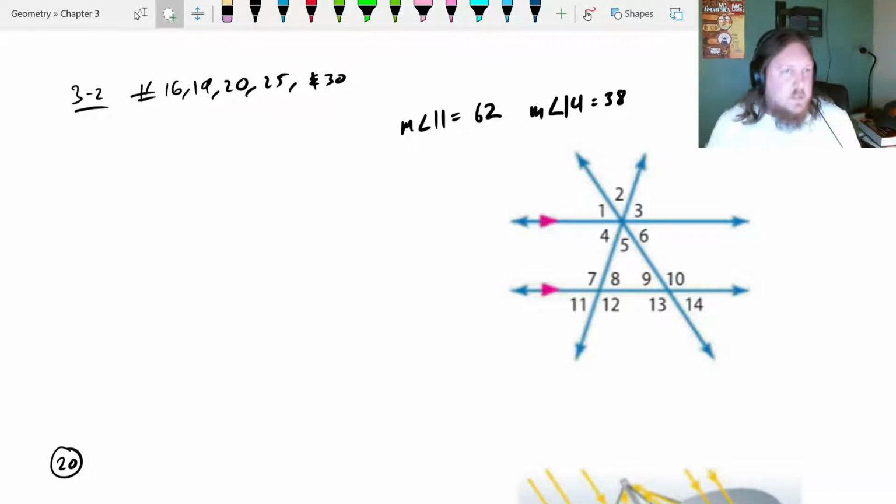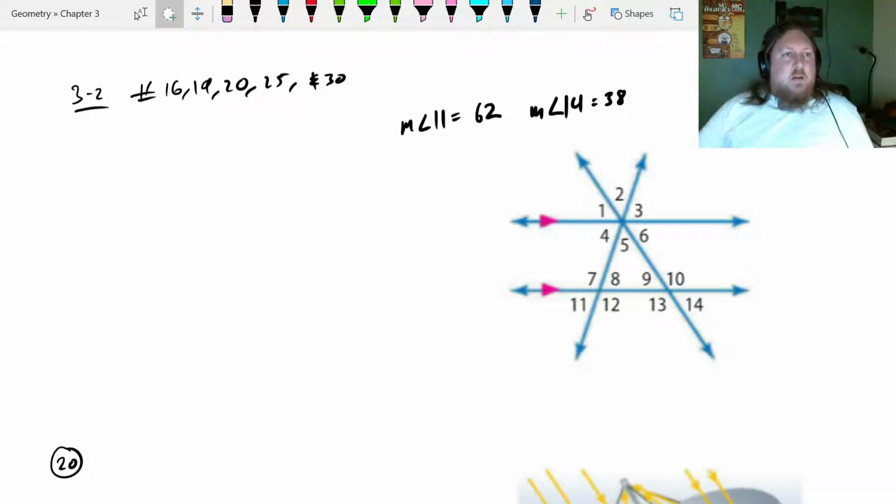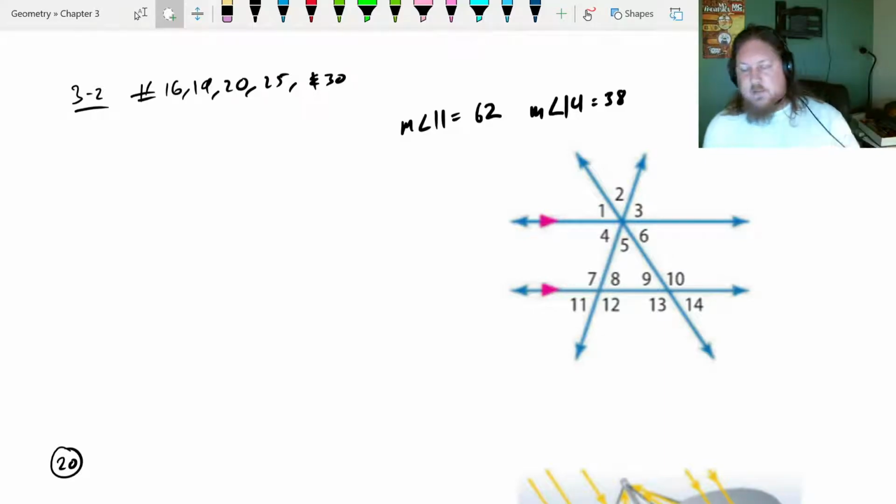All right. So some questions were asked about 3-2, the assignment you graded when the sub was here. I got them listed here, number 16, 19, 20, 25, and 30. So we'll go ahead and go through them.